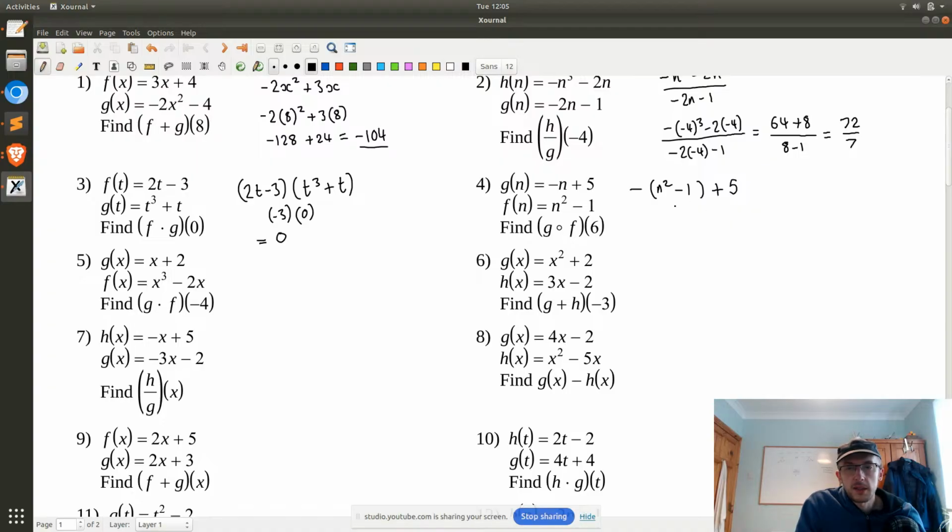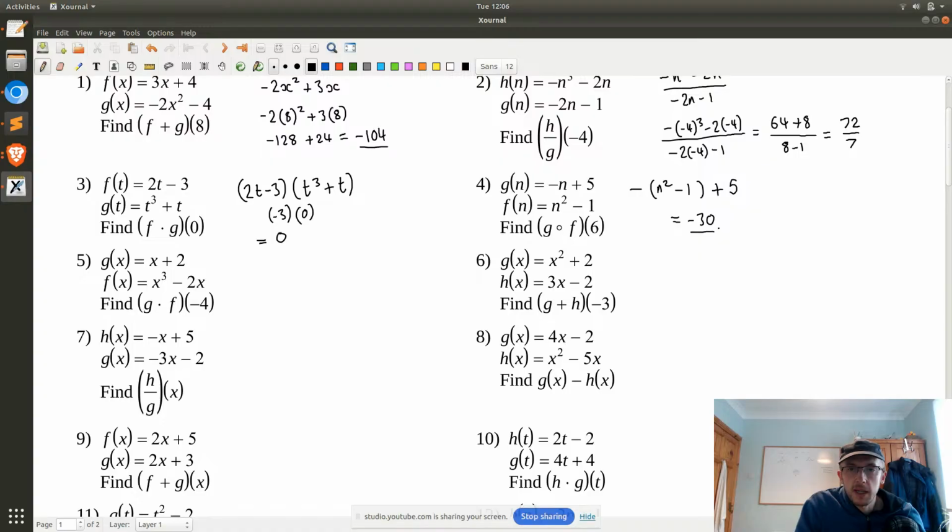Now to plug in 6. When I plug in 6 there, I square it and get 36. Take off 1, I get 35. Make that negative, I get -35, and add 5, and I'll get 30. And we check. Oh no. Why is there a mistake? Oh, beg your pardon, no. I meant to say -30.